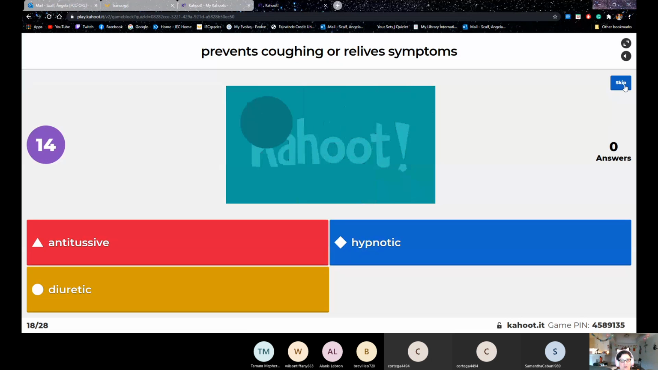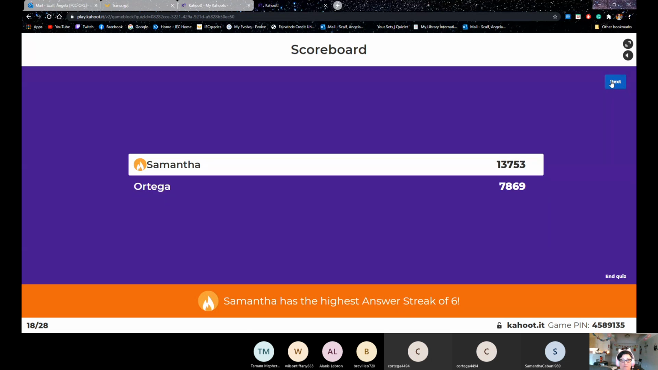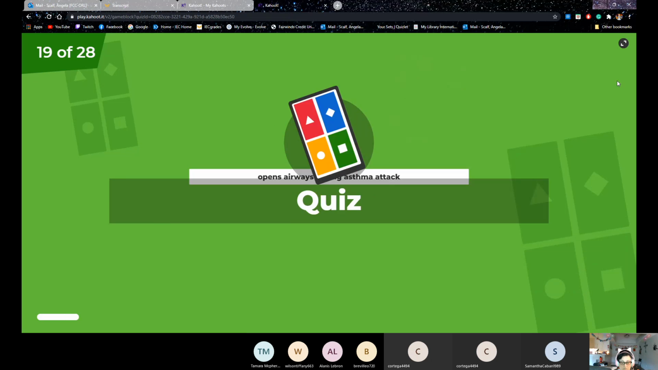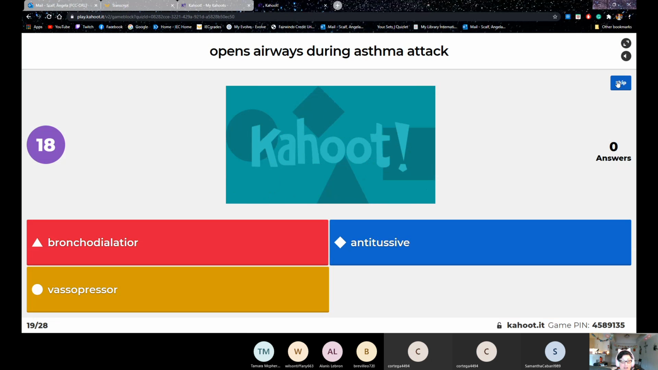Prevents coughing or relieves symptoms of coughing. That'd be an antitussive. Name one. Robitussin. Very good. Excellent. Opens airways during an asthma attack.